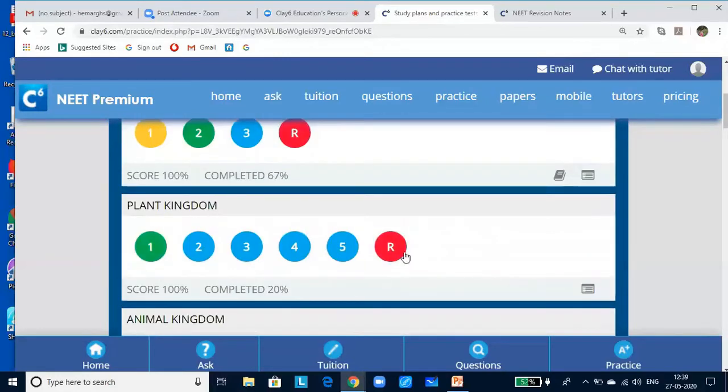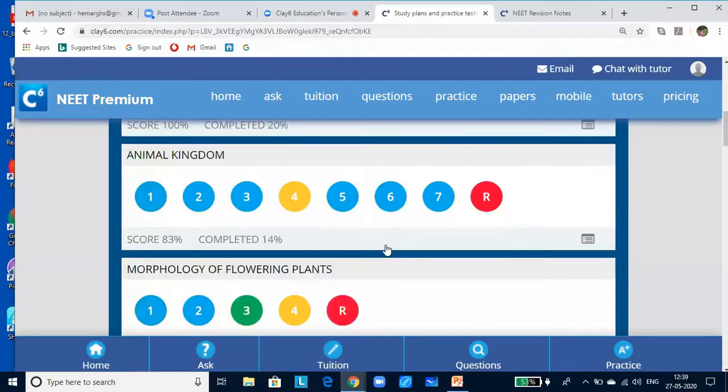And now if you look at the red bubble, it is a randomized test. Once you have taken all these numbered tests, if you take up the randomized test, it will help you to understand yourself. You will be able to assess how well you are prepared with the concepts and its applications and also in the recall part of the test.